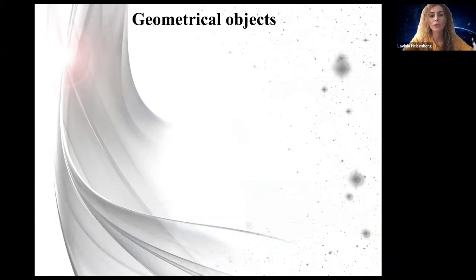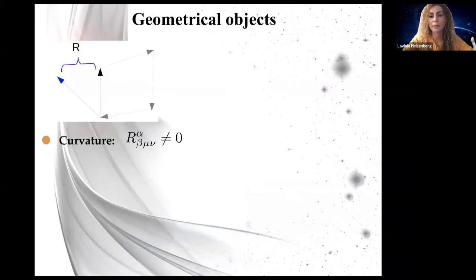So what do these geometrical objects represent? You are probably already very familiar with what curvature represents. If you have a vector and you move this vector along a closed path and you come back to where you started, and now this vector points towards a different direction than you started with, it means that your manifold has a non-vanishing curvature.